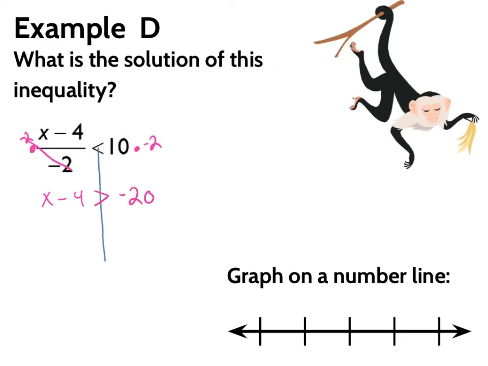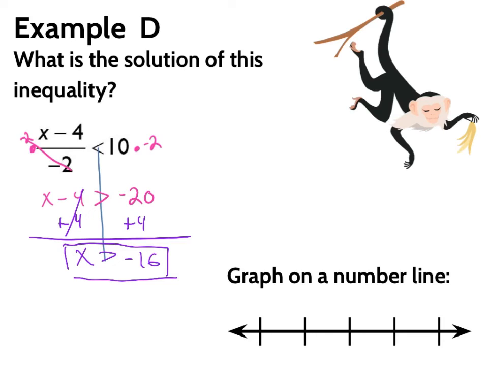We're going to add 4 to both sides because the inverse operation of minus is plus. Those are going to cancel. Bring down my x. I didn't flip my sign this time because I did not multiply or divide by a negative, so the sign stays the same. Negative 20 plus 4 is going to be negative 16, and that's my final solution. x is greater than negative 16.